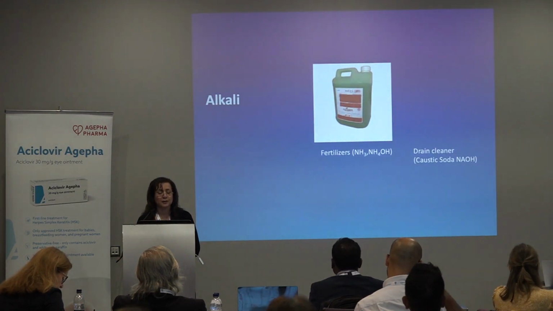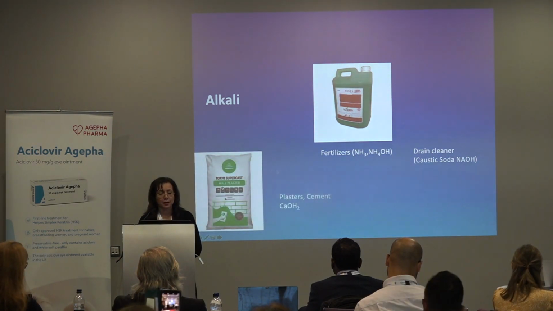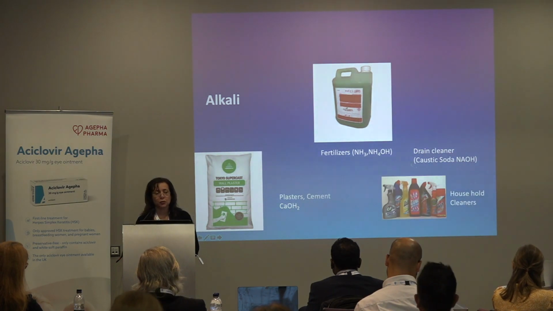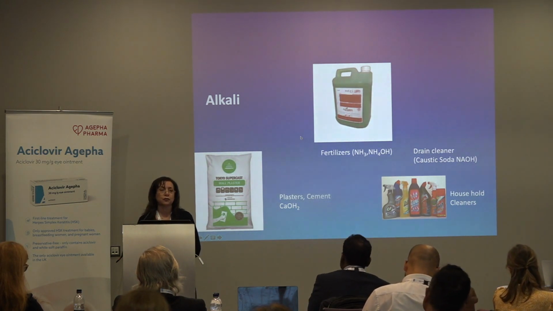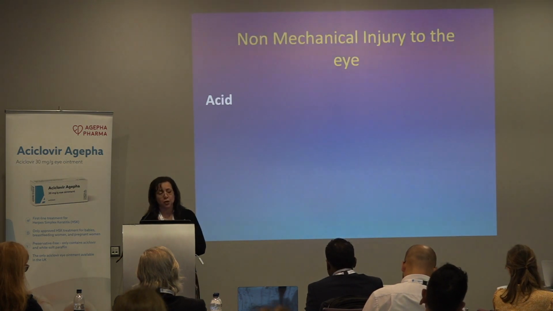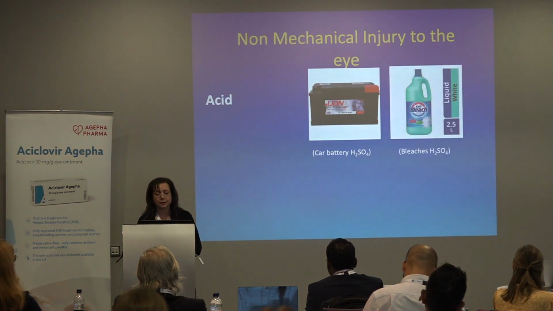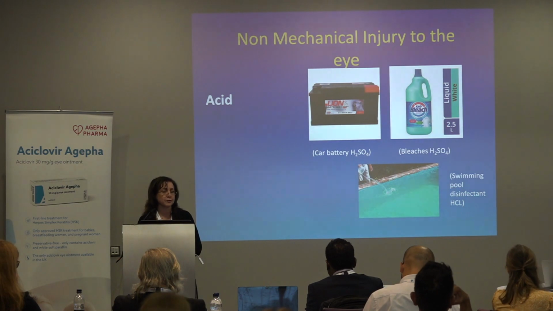So chemical burn, the worst is caused by alkali, being fertilizers, drain cleaners, plasters, cement, or even household cleaners. That causes hydrophilic and lipophilic degeneration of the tissue, and that's why it penetrates deeper and deeper and gives the worst prognosis. Acids, on the other hand, such as car battery acid, bleaches or swimming pool disinfectants, cause coagulative necrosis of the tissue. The acid binds to the corneal tissue and prevents further penetration. That's why the prognosis of acid injury is better than alkali burn injury.